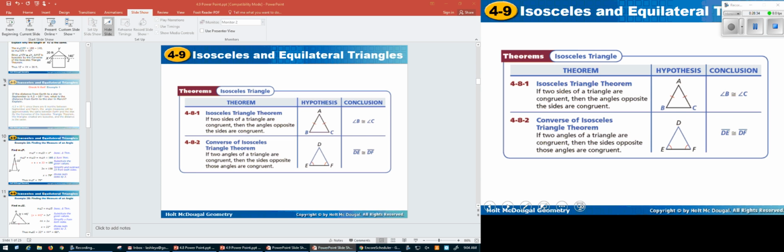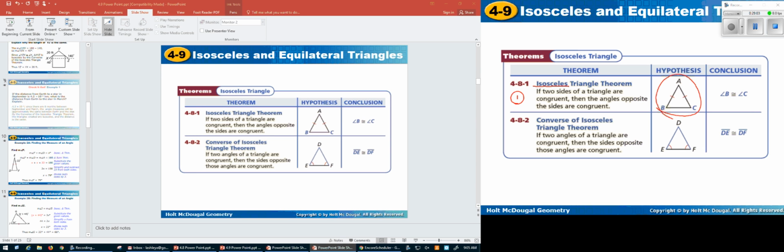So here's the first theorem, and again, I told you it's really just a couple of theorems and their converses. So the first theorem is called the isosceles triangle theorem. The name of it tells you what you had to know to start with. It's the isosceles triangle theorem. So what that means is they're going to give you a picture of an isosceles triangle. You're going to know that the two sides are congruent. This theorem says if the two sides are congruent, then the base angles are congruent.